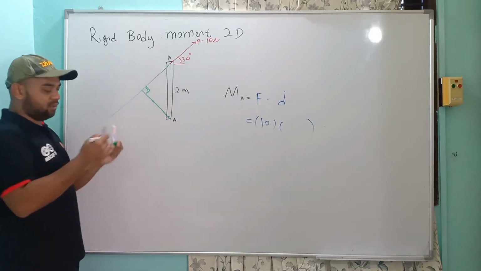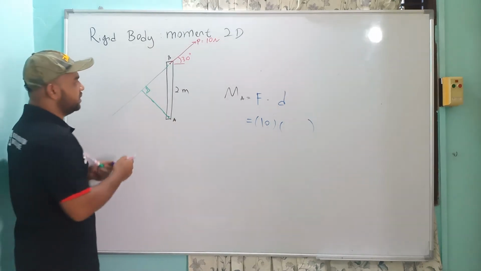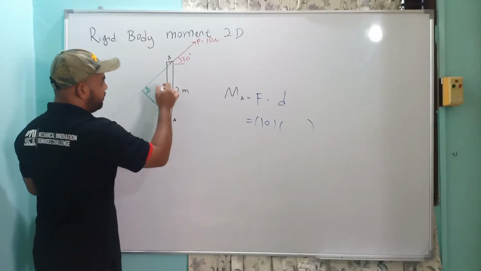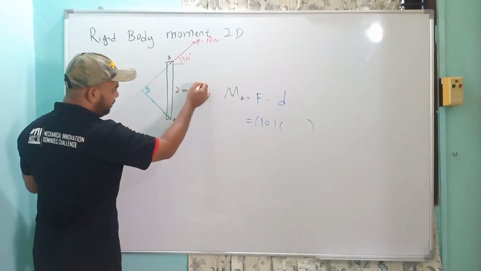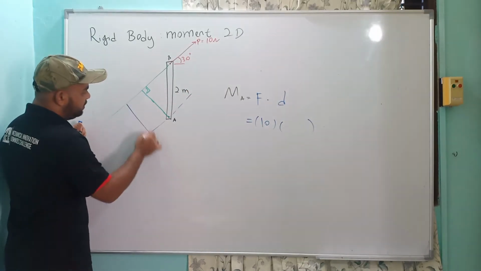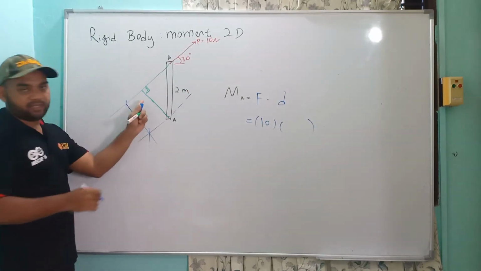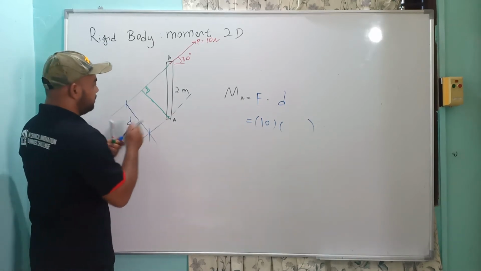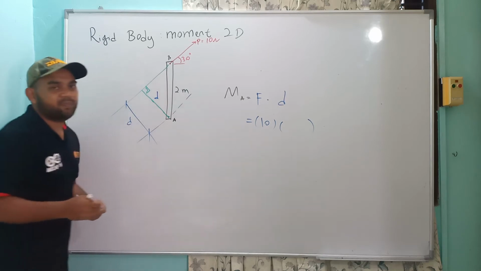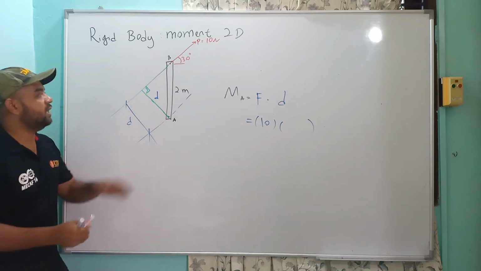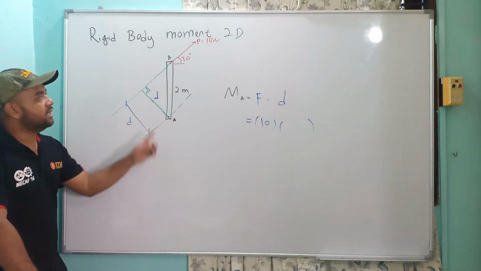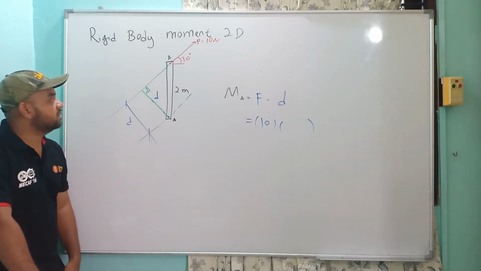So this is the D. Or normally I will use the method where you make a second line parallel to this one, going through A. So we have this one, and this is the distance. You get the same thing. So our D here is now this, the perpendicular distance from the line of action of force towards the point A. That is our D in this case.